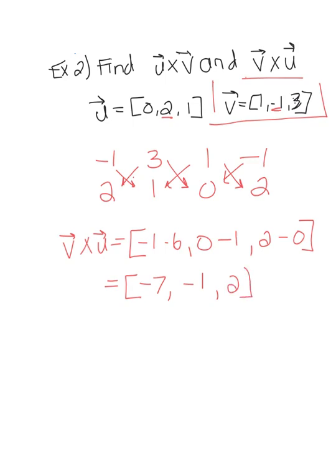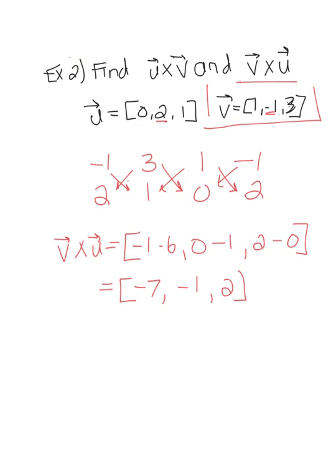Now I'm just quickly going to tell you, if you were to do the work for u cross v, the vector that you would get is 7, 1, negative 2. Now, this is the total opposite vector. This should make sense to you if you think about the right-hand rule and everything that we've learned so far. U cross v and v cross u would be the exact same vector, just in the opposite direction.